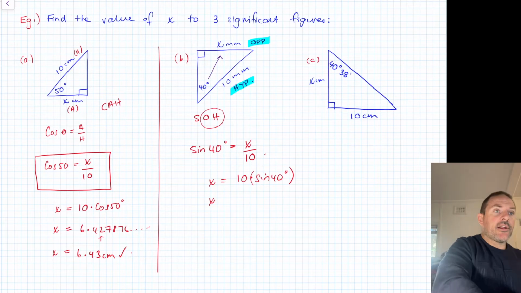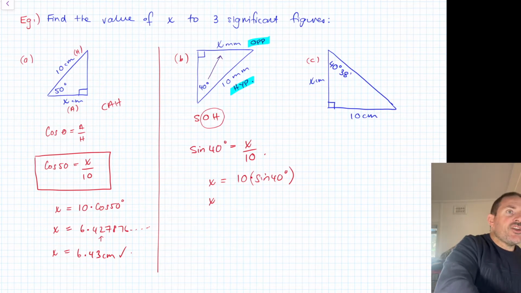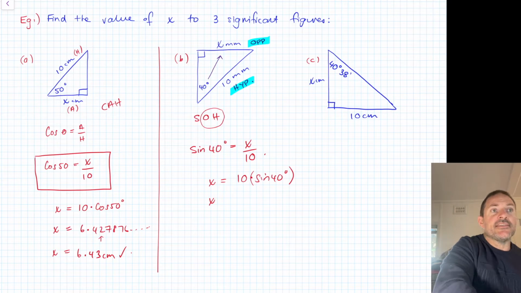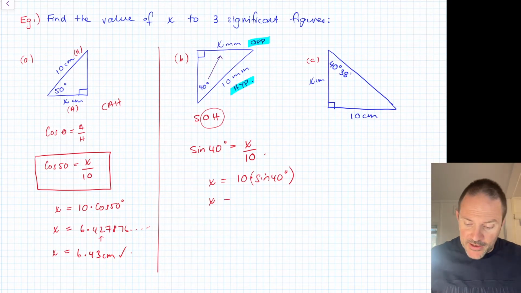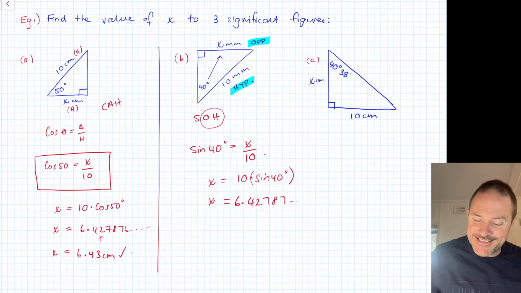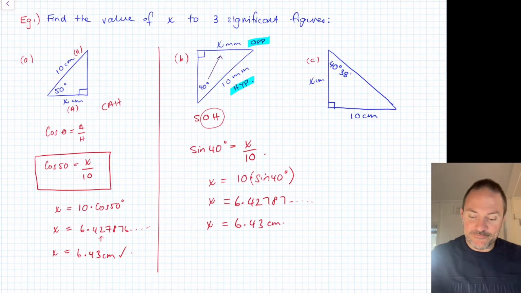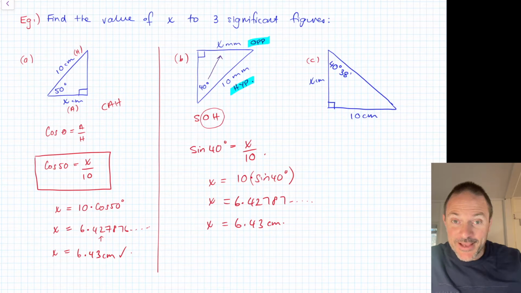Anyway, I'm going to get my calculator out. I'm going to type in 10 times sine 40 degrees. You don't need to put the degrees in there, by the way. You can if you want, but there's no real need in this instance. And I get an answer, x equals 6.42787... I wonder if you notice anything. 6.43. Notice anything? They're the same answer.